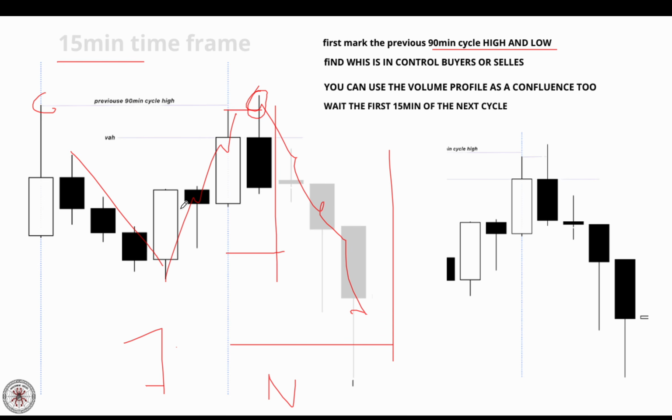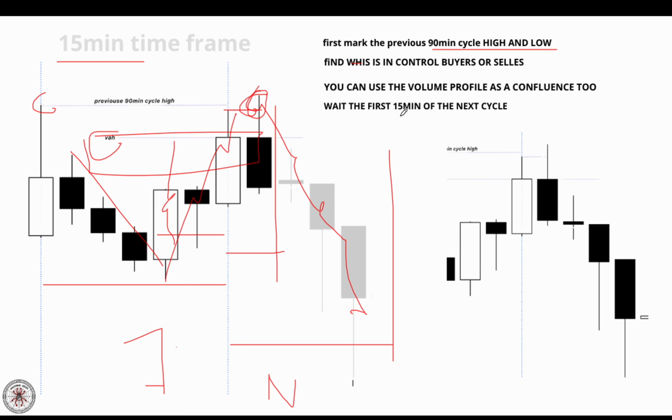Who is in control, buyers or sellers? I mean, is the price bullish or bearish? You can use the volume profile as a confluence, like I did here. I have the value area high here, and I guess the value area low was somewhere here. Value area highs and lows are where most of the transfers in the market really happen. I used the value area highs and lows on the previous 90-minute cycle. If the price fails to close above the value area high, it starts showing that some sellers are entering and the price wants to reverse.